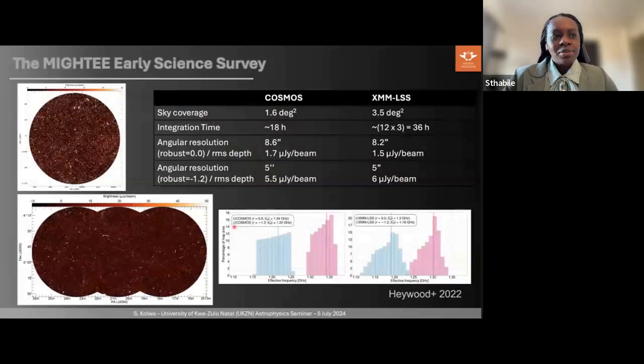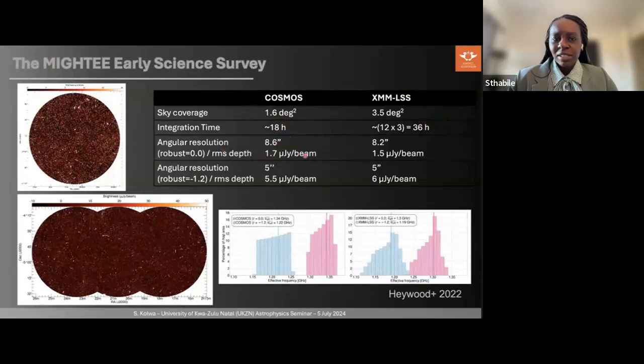But most of the science that we have so far that's already in the archives from MIGHTEE is from the early science survey, which was published in 2022. And for that, there was 1 single pointing on the COSMOS field, which is shown here, and 3 neighboring pointings on the XMM-LSS field. The integration time is quite impressive, I would say. Less than a day for COSMOS, just over a day for XMM-LSS, and this provided significantly deep data.